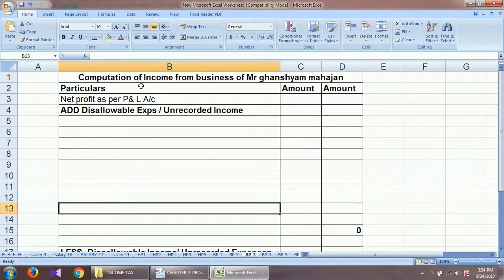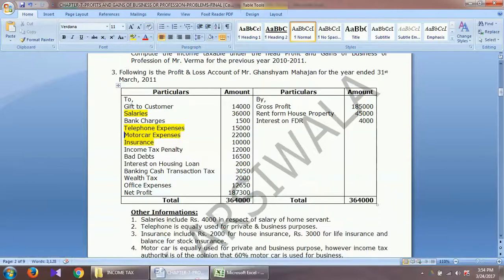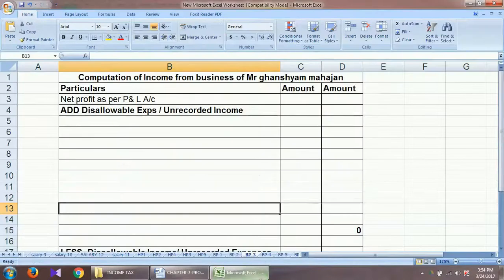We will start with net profit as per profit and loss account. Refer to the problem. Net profit is given at 1,87,300. So I will write 1,87,300 as net profit.